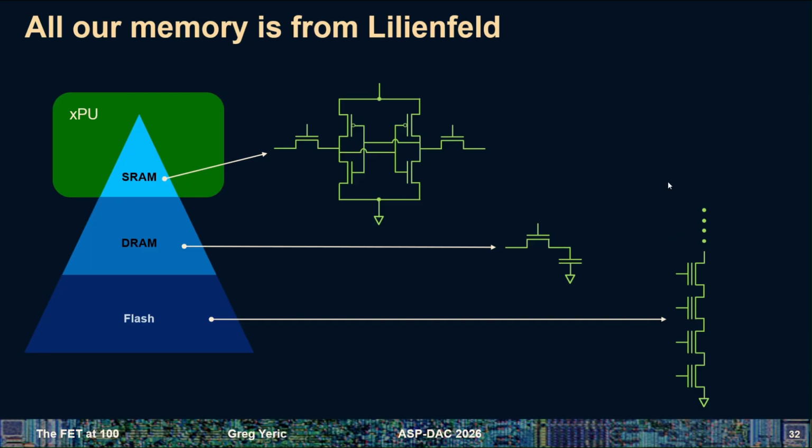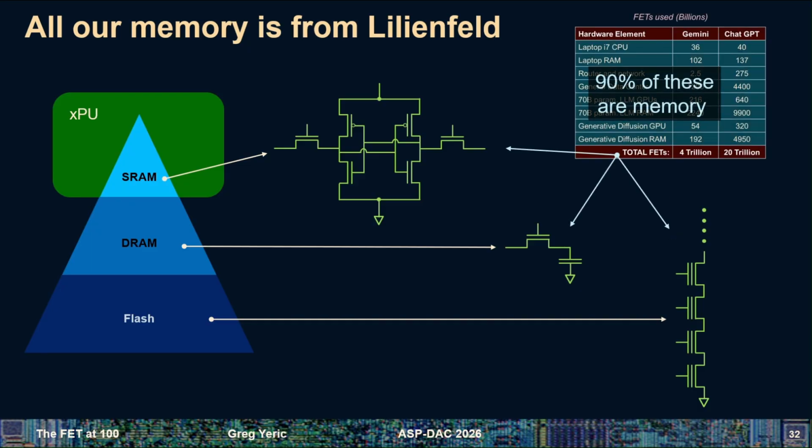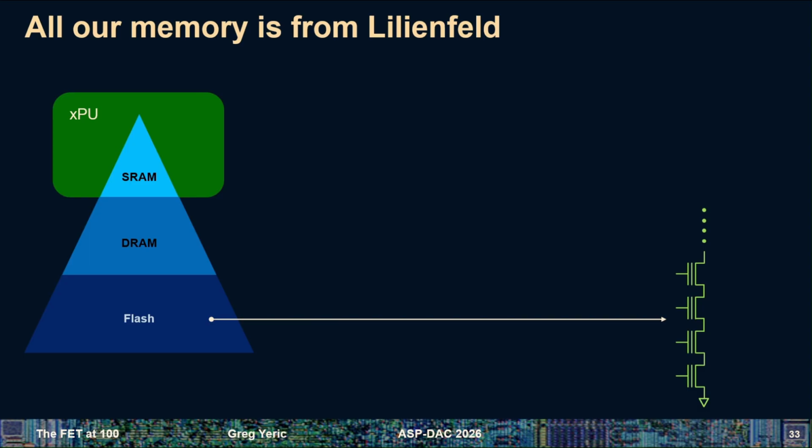So we've got these three classes of memory. 90% of the 20 trillion transistors in the act of creating this picture, for instance, or the picture I referenced, are memory. So memory is the big use, the big problem. And let's take a look and see how we're doing with the memory.